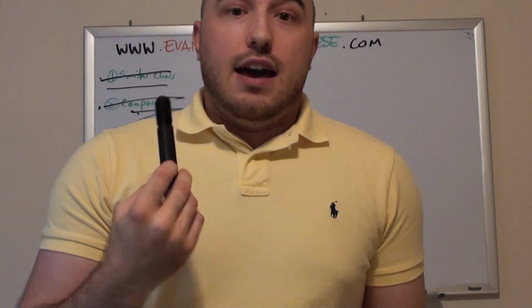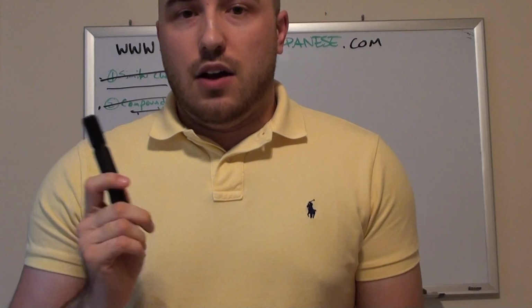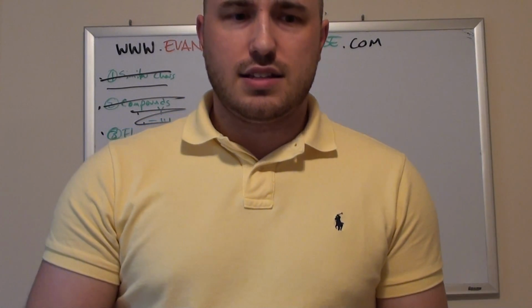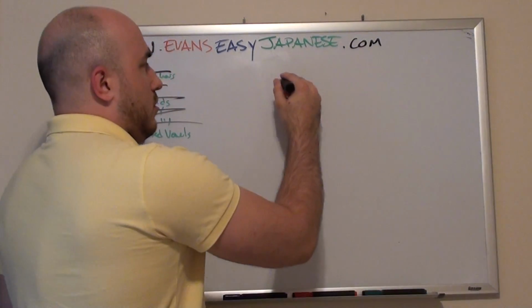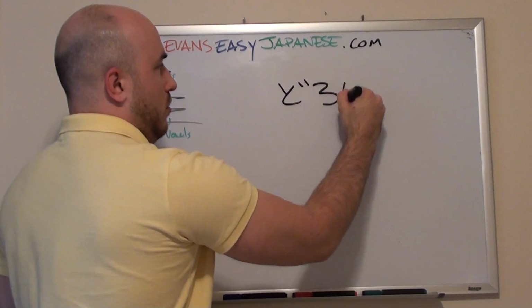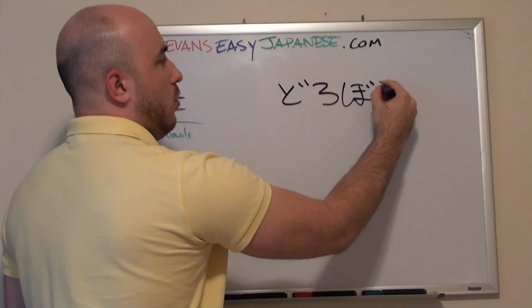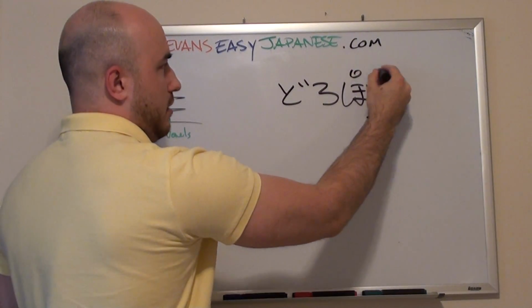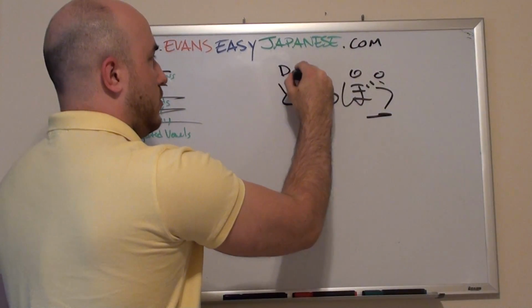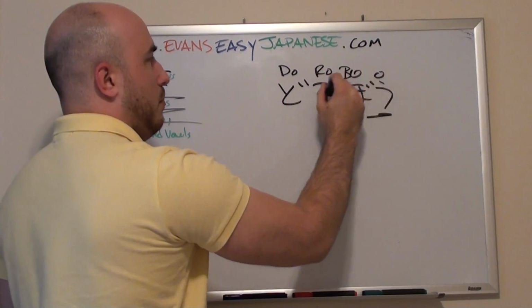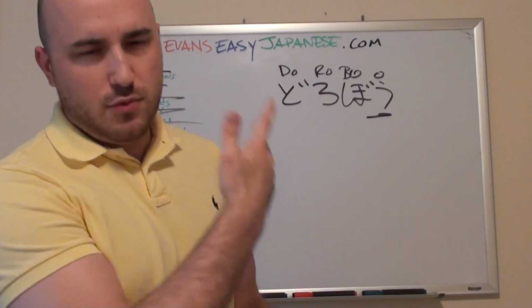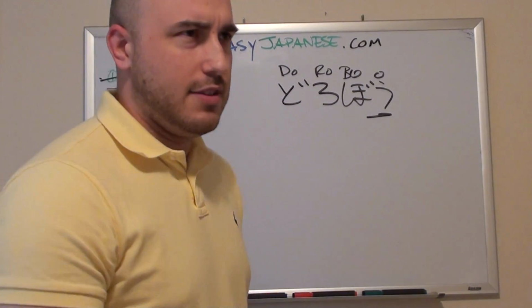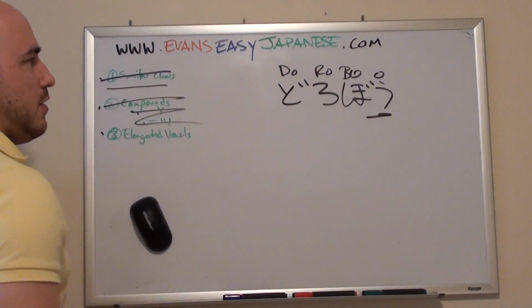Last but not least, we have the elongation of vowels. In hiragana, there wasn't too much of this, except for with the O. Remember how if we had an O sound, like do, ro, bo, we would add a U sound to make this an elongated O sound. Do, ro, bo. Dorobo. That word means thief, in case you ever want to call somebody a thief in Japanese. They use that little U there.